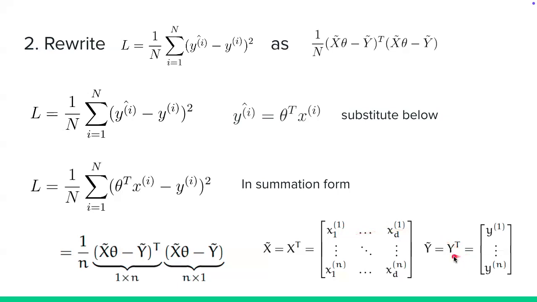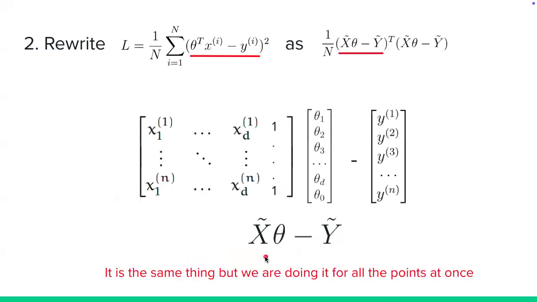And we do the same thing with the labels Y. And so now we get this new matrix and this new vector, x tilde and y tilde. So that's step 1. Then I just want to show you how this part equals this part right here.